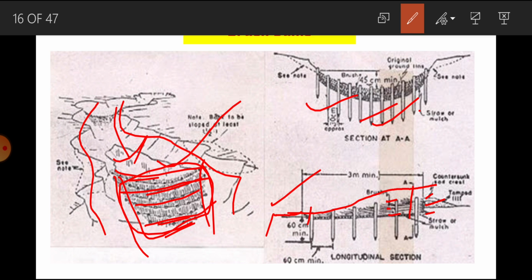And not only in the gully bed, this straw must be projected up to a certain height of the side walls. And this is the cross sectional view from the front, and this is the longitudinal view. You can understand by looking at these figures.